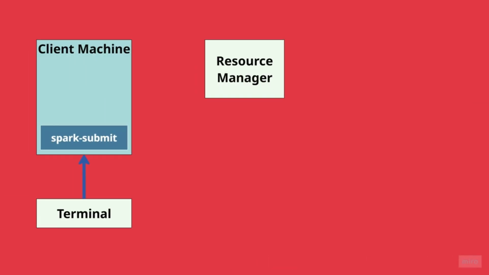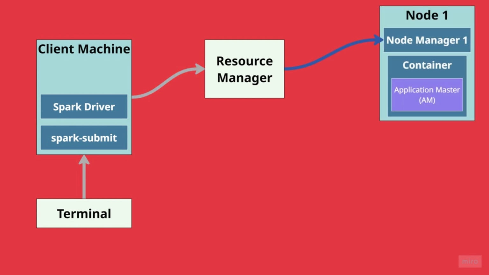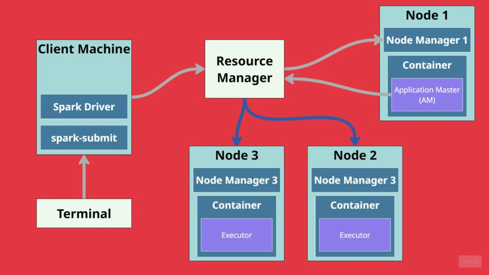Let's start with the client mode. When you submit a Spark application in client mode using Spark Submit, the client directly contacts the Yarn resource manager to request resources for the application master. The resource manager launches the application master in a container on one of the node managers.